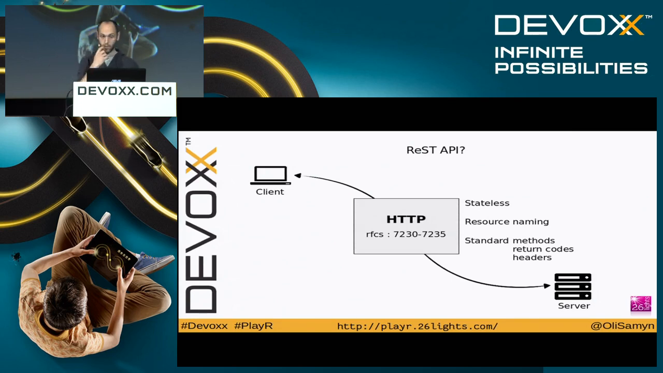So HTTP offers a kind of naming of resources and a lot of standard methods: delete, update, get something, create something. There are return codes, standard stuff, for example if there is an error or the request is incorrectly done. And you can also pass metadata using headers. So that's all about HTTP, and REST APIs are based on that.